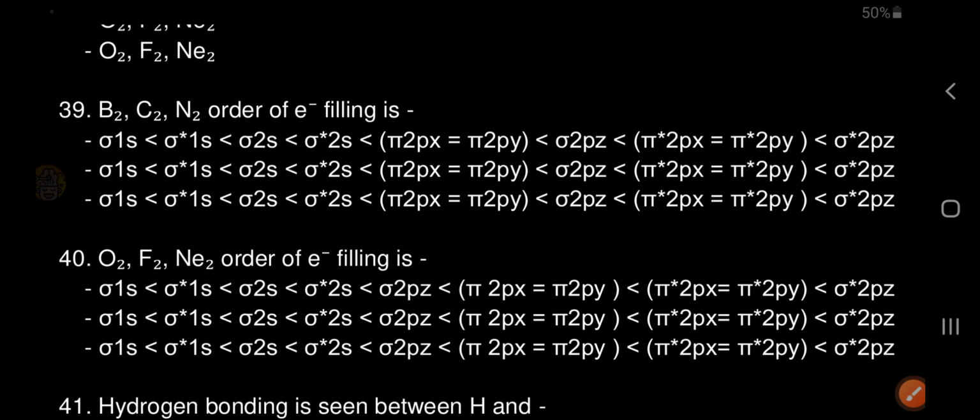B2, C2, N2 order of electron filling is sigma 1s, sigma star 1s, sigma 2s, sigma star 2s, pi 2px equal to pi 2py, sigma 2pz, pi star 2px equal to pi star 2py, sigma star 2pz.